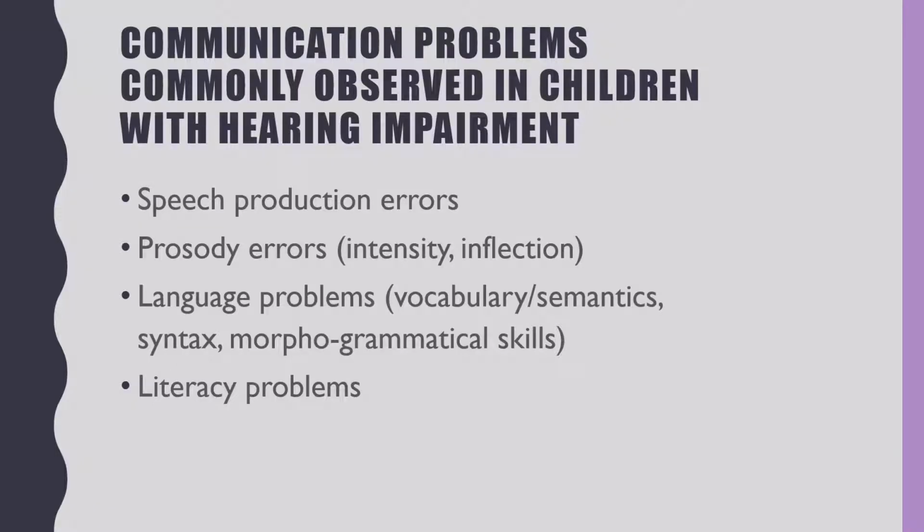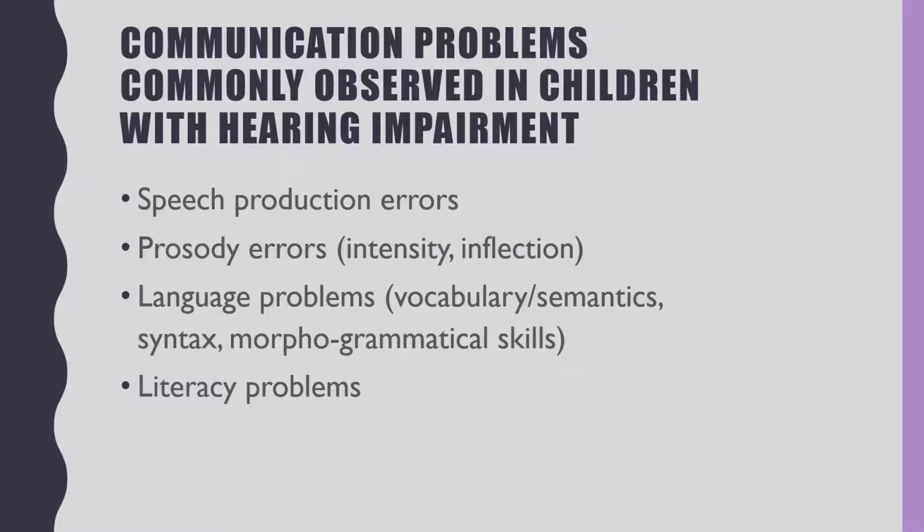Speech sound production errors are very common in those with hearing impairment because they can't hear certain sounds, obviously. This is especially prevalent with those higher frequency sounds like s. They can't hear these sounds, the s, the f, and the sh. Those are all very hard sounds for them to hear, and if they don't hear them, then obviously they don't produce them.